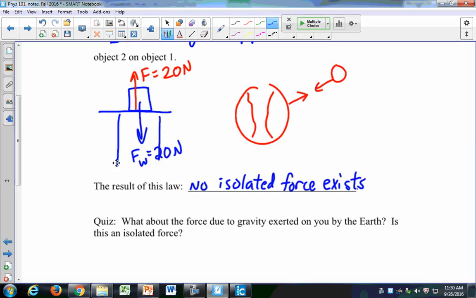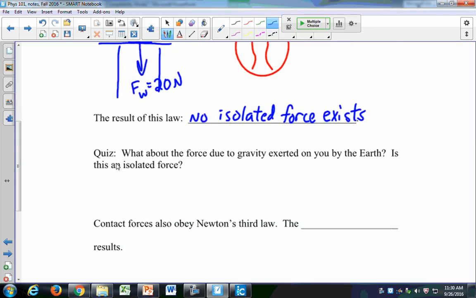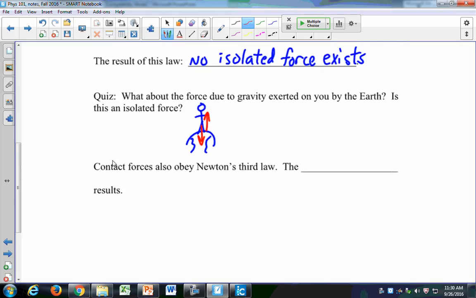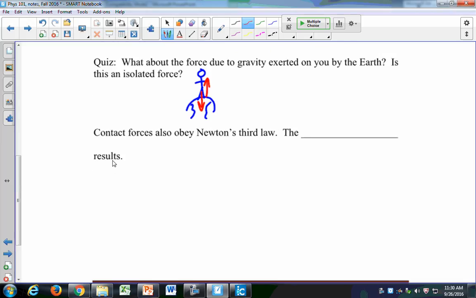Weird but true. What about the force due to gravity exerted by you on the Earth? Is that an isolated force? No, because you're doing what? Right, 700 newtons right back at you. So if here's the Earth, here's you, the Earth is pulling down on you with 700 newtons of force, but likewise, you are pulling right back on the Earth. As I said, contact forces also observe Newton's third law, and the result of this is something we call the normal force.